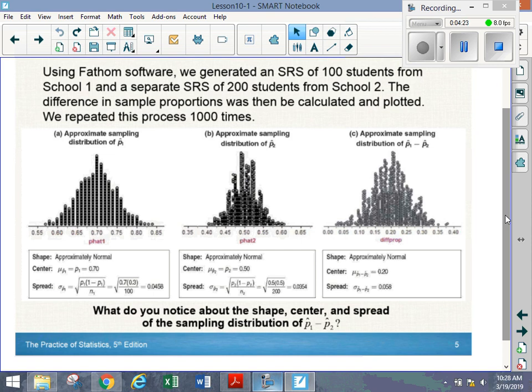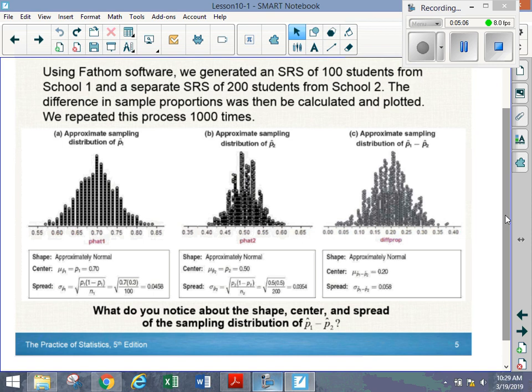If we're asked a question like that, what do we notice? You've got to talk about it, right? So the shape looks approximately normal. The center is 0.2. So what do we notice about that? It appears that that center is mu sub P hat 1 minus mu sub P hat 2, right? We got 0.7 minus 0.5, 0.2.